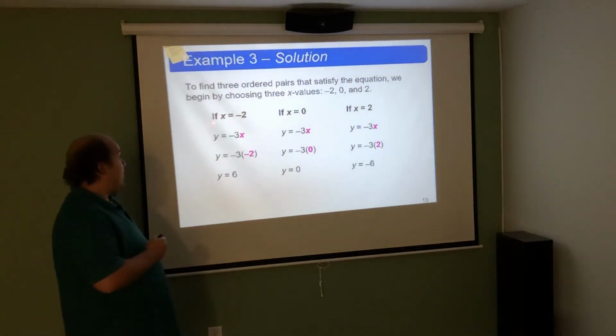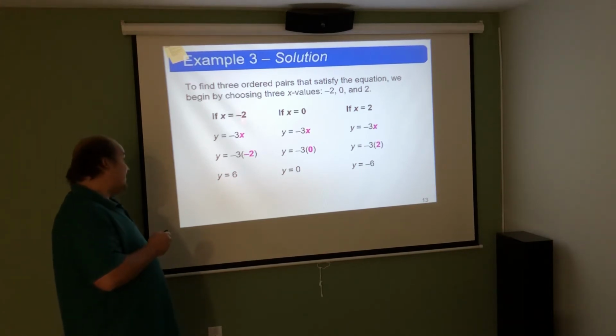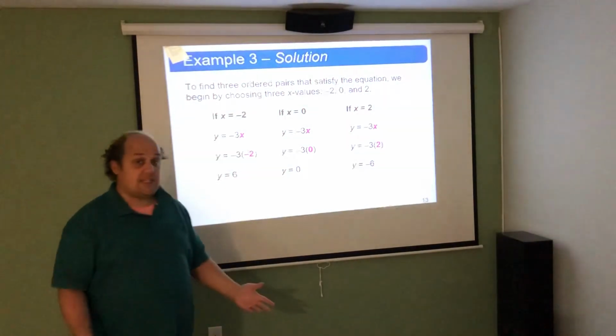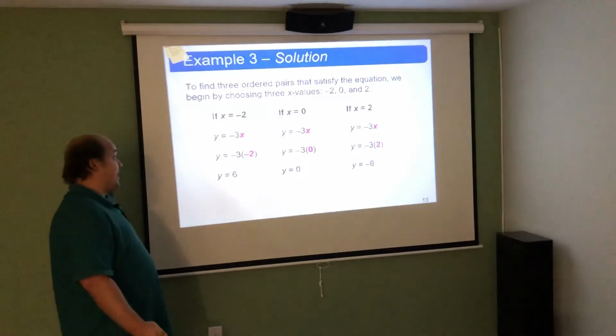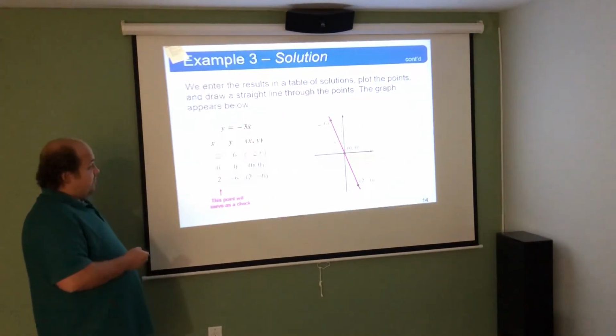So I now have an x point or an input I put in, and a y or an output I got back. So the ordered pairs that I've been given are negative 2, 6; 0, 0; and 2, negative 6. I can write each of these as ordered pairs. I can plot them on my coordinate plane. So here we have it, the three ordered pairs that were created.